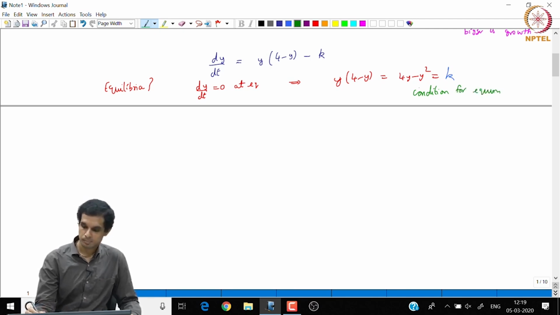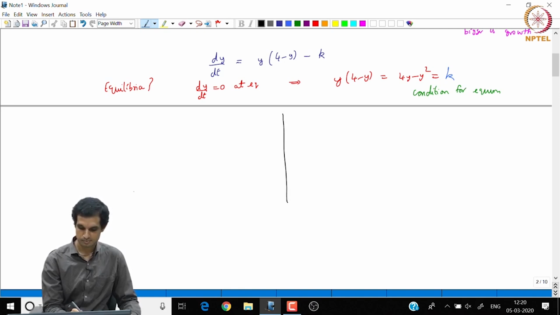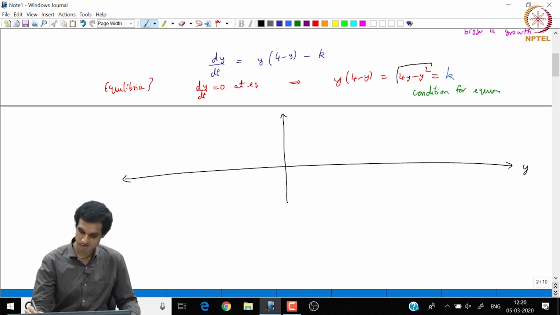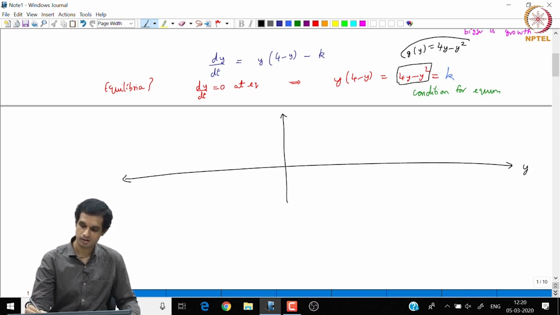So, the equilibrium points are nothing but the solution to this equation. Now, this is a simple quadratic equation. We know how to sketch quadratic equations and their solutions. So, here is y and here is this function. Let me call it g of y. g of y is equal to 4y minus y square.